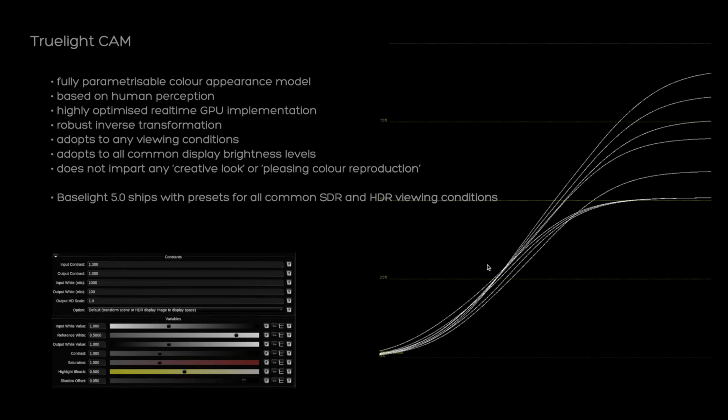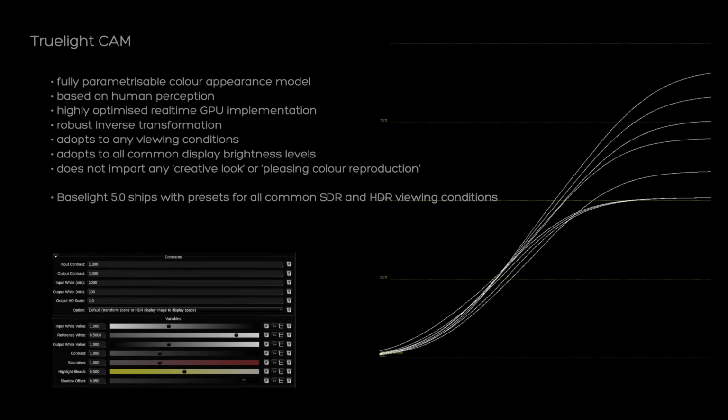The most important design goal of TCAM is the absence of any creative or subjective look, sometimes called pleasing color reproduction. It does not impart any kind of look or taste. It should be as clean as possible. The only goal it has is to reproduce the image how we saw it on set, and then reproduce the final grade on various viewing conditions as good as possible.